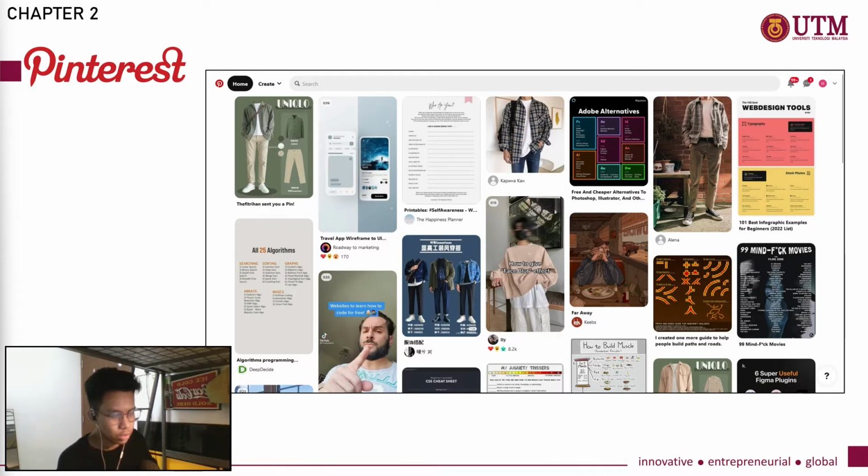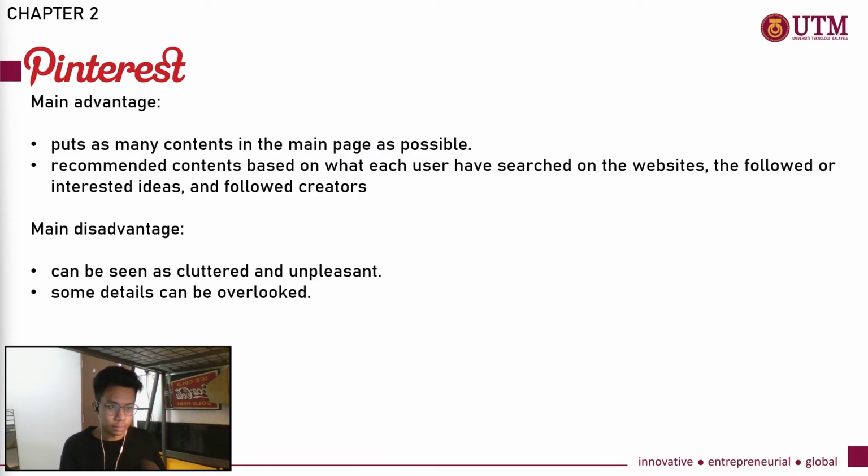So the second one is Pinterest. This is what their page usually looks like. It's much more content on one page compared to Reddit. The main advantage is that they put as many contents on the main page as possible. Recommended contents based on what the user has searched on the website, what they have followed, or interested ideas, and what kind of creators they follow. However, the main disadvantage is that it can be seen as cluttered or unpleasant, and some details can be overlooked when the user is given so much information at once.